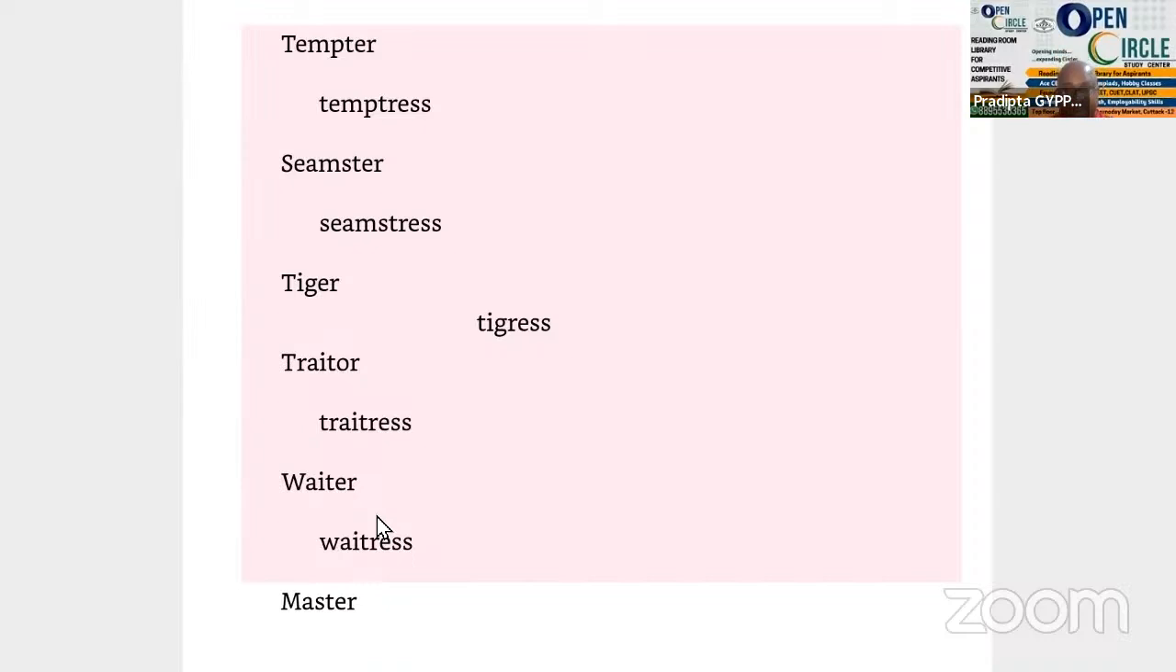T-E-M-P-T, tempt? No. Cadbury's Temptations. What do you mean by temptations? Right. Provoke, allure, create greed. So a tempter is somebody who tempts others to buy, tempts others to do something. And the feminine would be temptress.